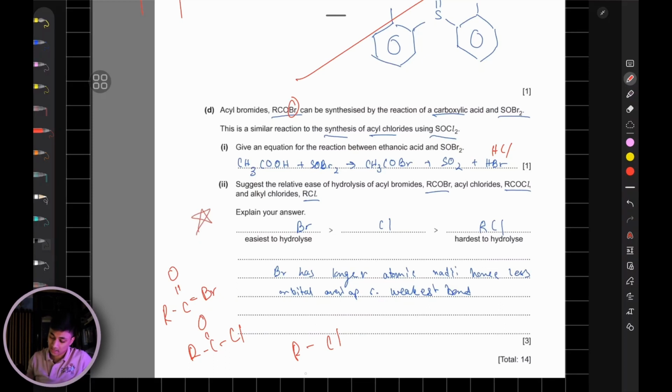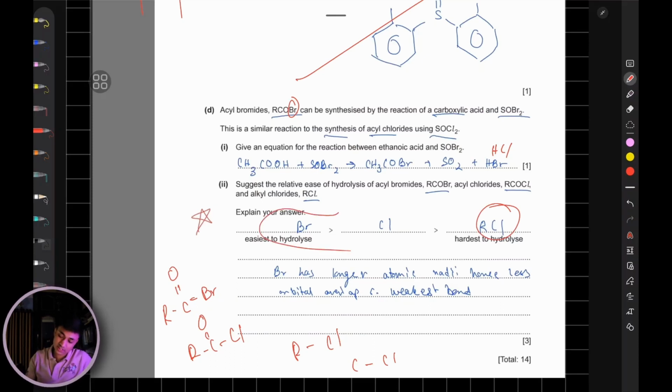Why? Because R is your alkyl group. This is CH3, CH2. This is going to have an electron donating effect, which is why the C-Cl bond in case of such alkyls is going to be very strong, right? Due to that electron donating group, the bond formed between the carbon and chlorine is strong, which is why it's going to be harder to break. So hardest to hydrolyze is RCl.